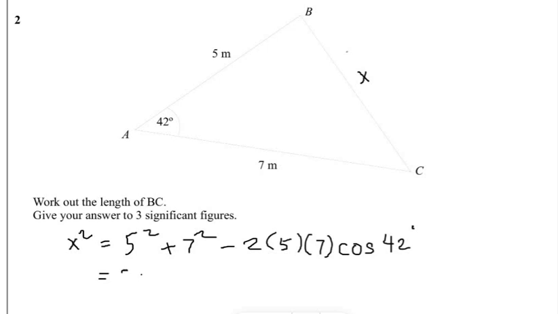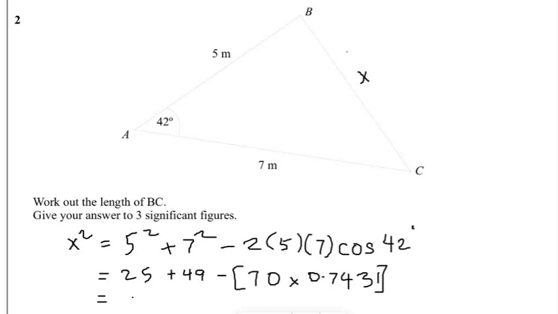And so the next step is 25 plus 49 minus, again, put these inside a bracket. 2 times 5 is 10, times 7 is 70. And the value of cos 42 degrees is 0.7431. Now notice we don't have a negative value for our cos 42 degrees. So now this is going to be straightforward.